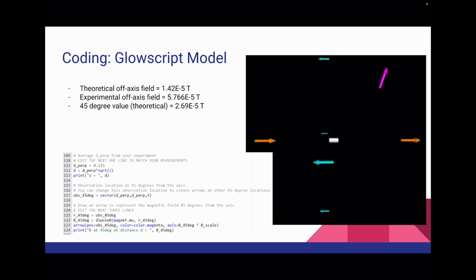The picture on the right side is a created model of the B field, where the orange arrows represent the field on axis, the blue arrows represent the field off axis, and the purple arrow is the field 45 degrees from the axis. The theoretical off-axis field was calculated to be 1.425 times 10 to the negative 5 teslas. The experimental off-axis field was calculated to be 5.766 times 10 to the negative 5 teslas. The 45-degree field was calculated to be 2.69 times 10 to the negative 5 teslas.